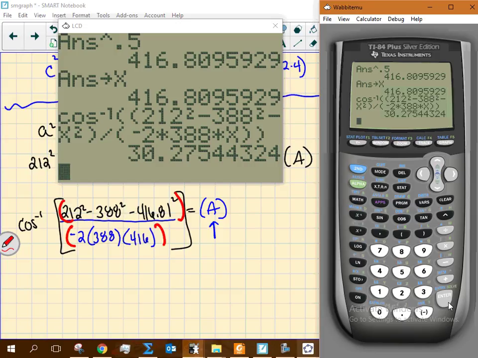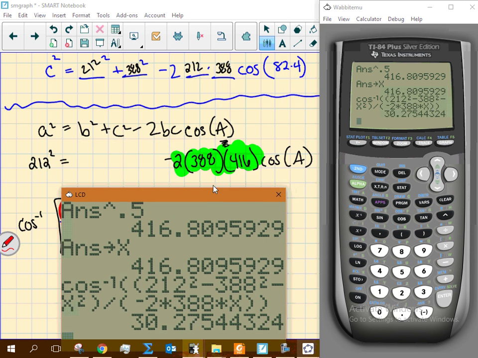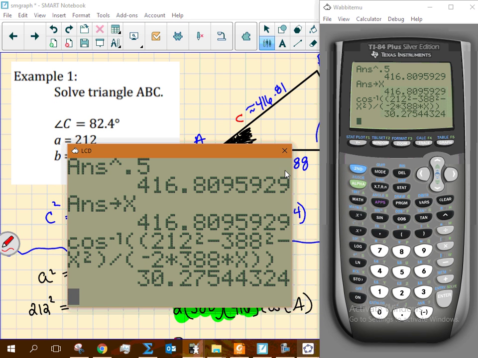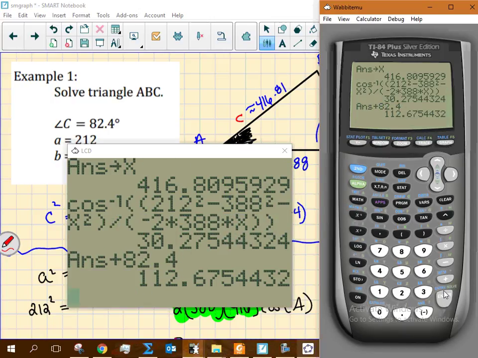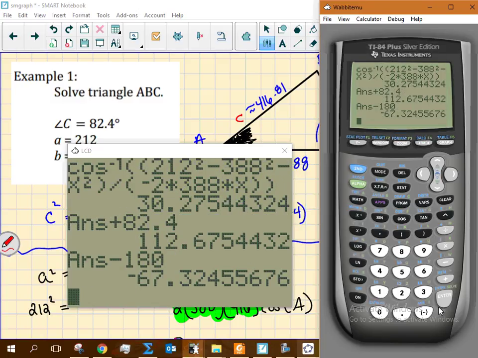And you can store your calculator up to, feasibly, 26 separate things. Okay? I used X. I could use A, B, C, and start putting all those things together inside a written out expression. Now, if I've got that, I know one angle was defined initially as 82.4, right? Can I add this number to 82.4? Remove that from 180. And now my remaining third angle is 67.32 degrees. Does that make sense, everybody? Okay.